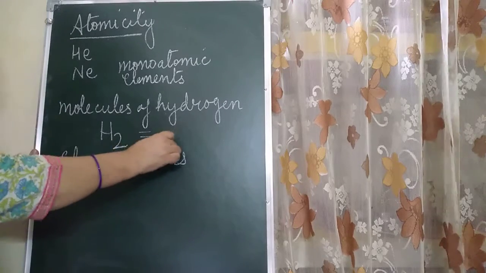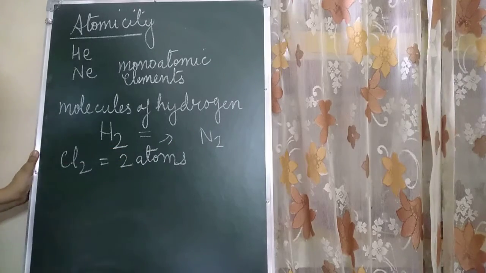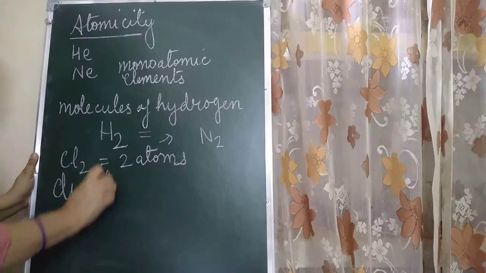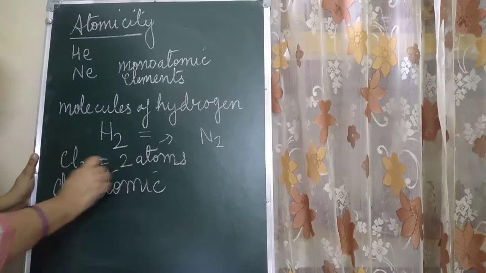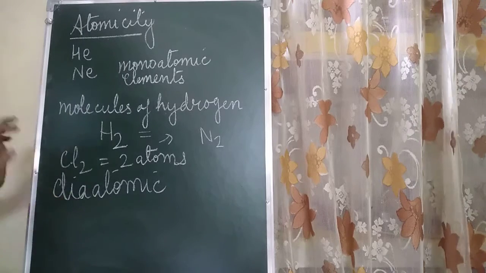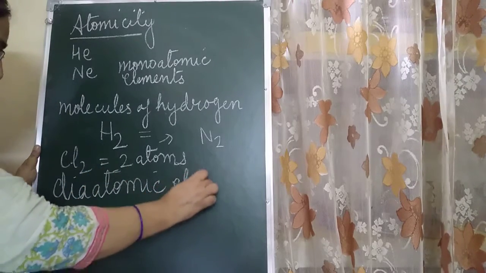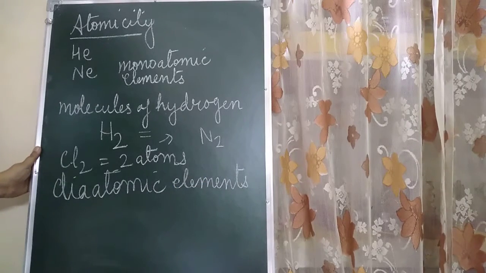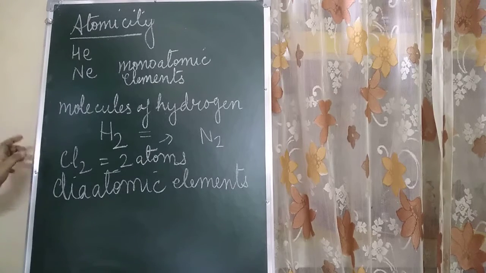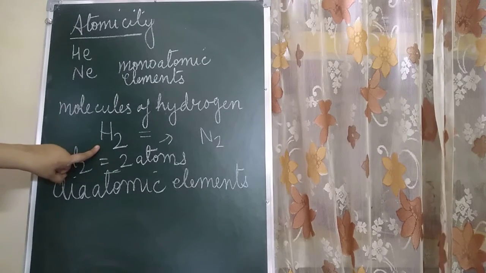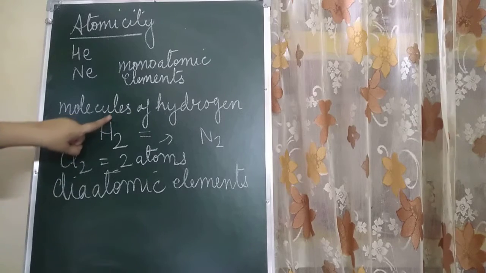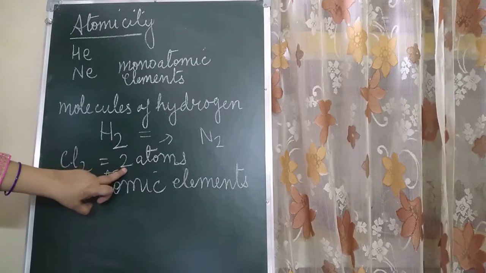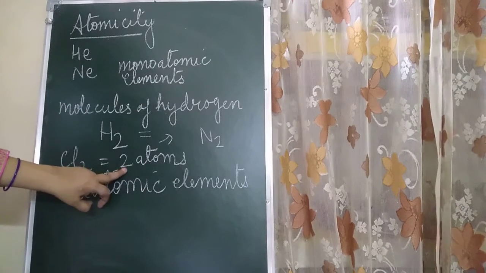Here also two atoms are there. In nitrogen also, children, two atoms are there. So what are they known as? They are known as diatomic elements. Okay then children, thus H2 represents a molecule of hydrogen. So the number of atoms present in a molecule of an element, what is it known as?